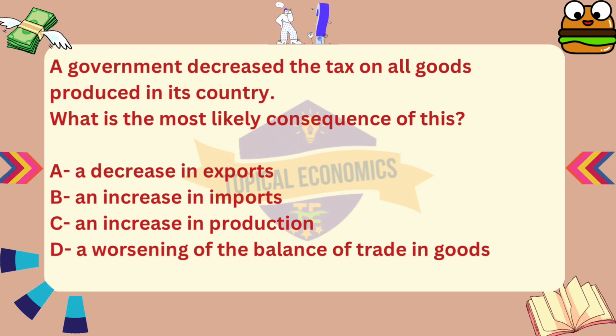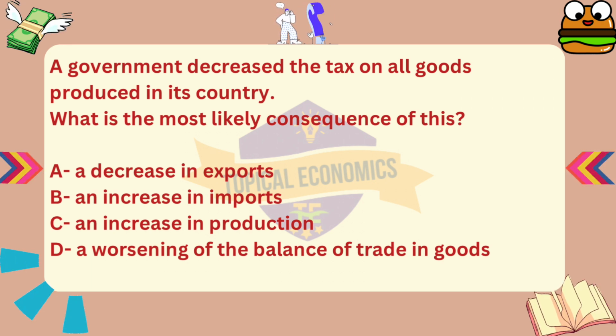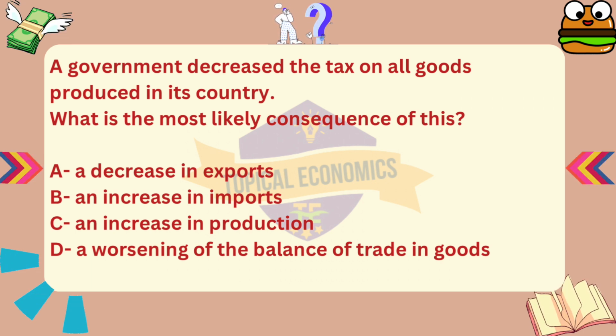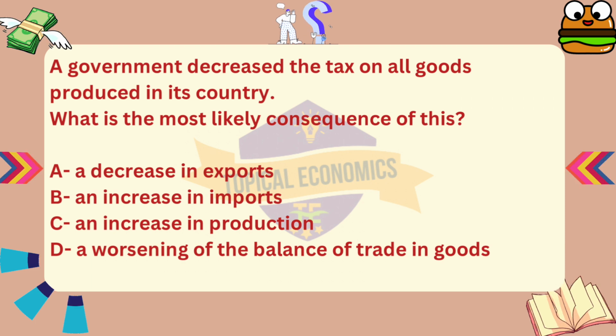Lastly, option D. A worsening of the balance of trade in goods. While a reduction in tax could lead to increased production and potentially more exports, it could also make domestic goods cheaper and thus encourage more consumption of imports. However, this is less certain than the direct impact on increased production.